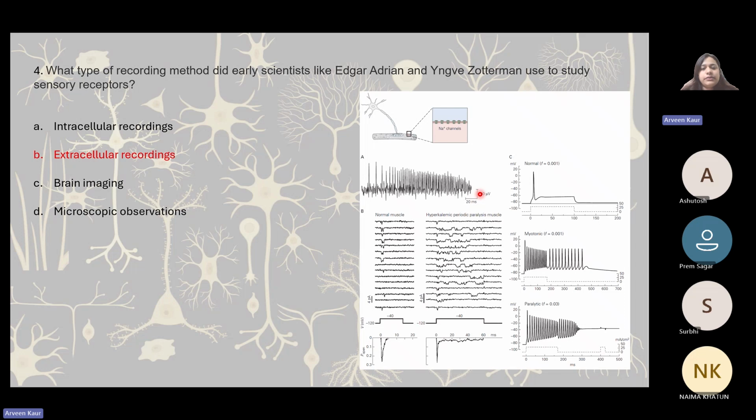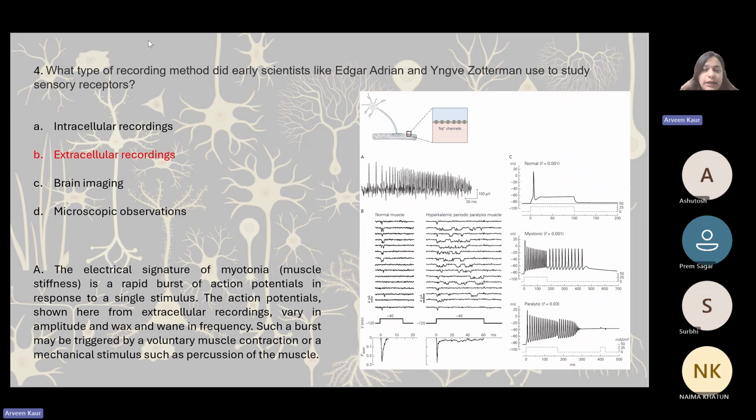So, for instance, over here you can see an example of a normal muscle versus a paralytic muscle. Again, this is another representation that I have picked up from Kandel's book. Here you can see a neuromuscular junction. This is a neuron, and this is the muscle fiber, and they have shown that this muscle fiber has a lot of sodium channels on its surface. Let's discuss the A part of the figure.